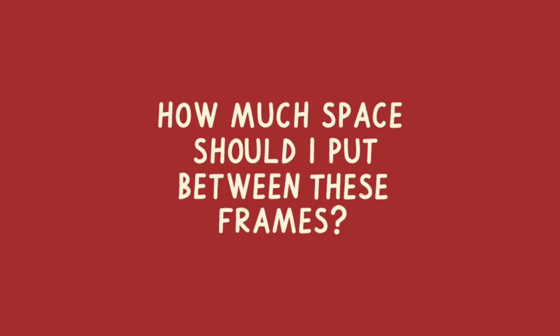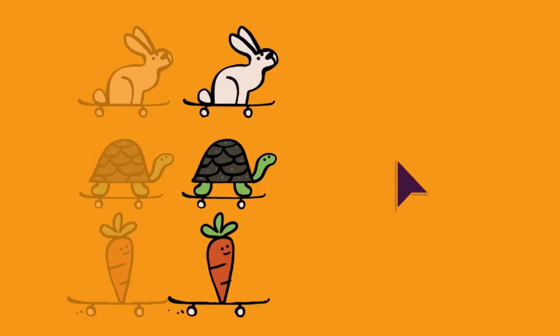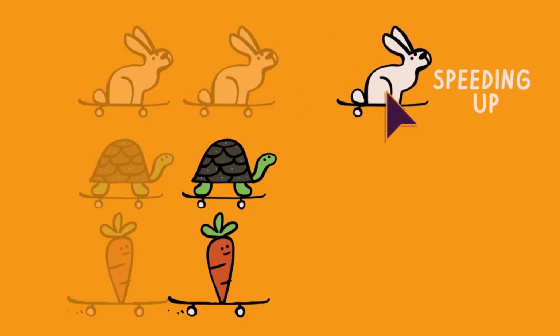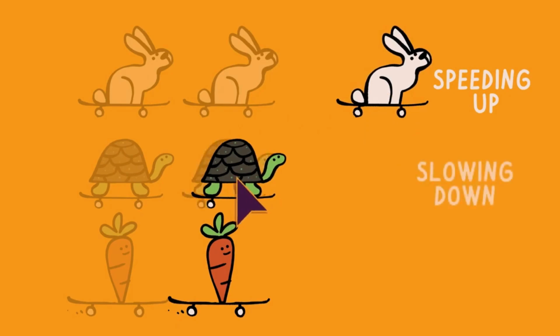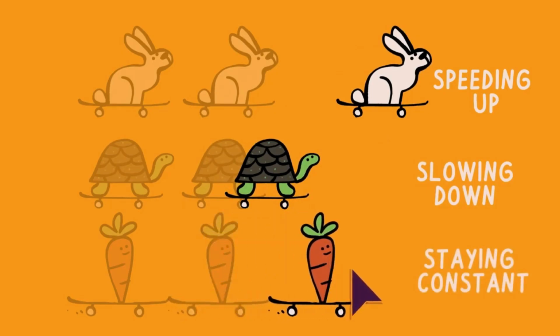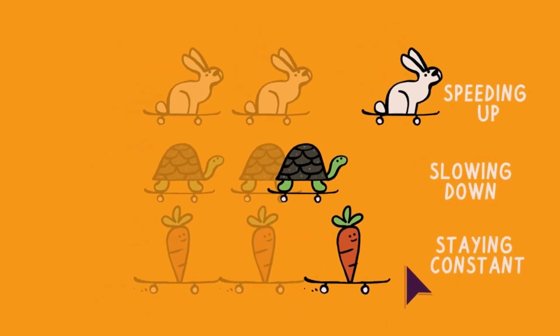Okay, so I admit this is a pretty long-winded way to answer that original question: how much space should I put between these frames? So let's simplify things a little. While you're animating, have a quick look at the spacing of the previous frames, and then decide if you want to be speeding up, slowing down, or staying constant. If you want to be speeding up, make the spacing further apart than the previous two frames. Slowing down, make it closer, and if you want to stay constant, make it exactly the same.